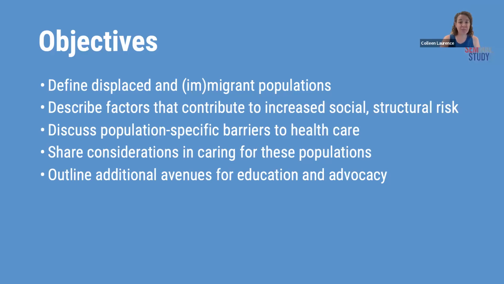During this module, we're going to define displaced and immigrant populations, describe factors that increase individual risk exposure, focusing on those that influence migration journeys and experiences on arrival and destination countries. We're going to discuss how these vulnerabilities might contribute to barriers in care seeking, share considerations that we as providers and institutions should consider when caring for refugee and immigrant patients, and finally outline additional avenues for education and advocacy. At the end of the module, there will be a post-module assessment and an additional case study for review if desired.